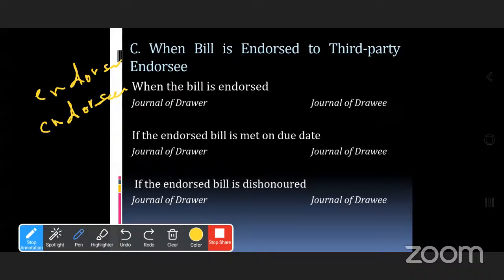Now let us see the journal entries in the books of both the parties. So coming to the journal entry of the drawer. Journal entry of the drawer. Endorsee's personal account, I'm writing here.